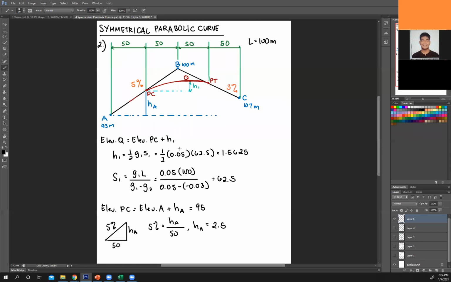Okay. So now, sub everything here. Elevation A, 95 plus 2.5, that's 97.5. Sub everything here. So 97.5 plus 1.5625. So final answer, 99.0625. Round off to 2 decimal places, 99.06 meters.